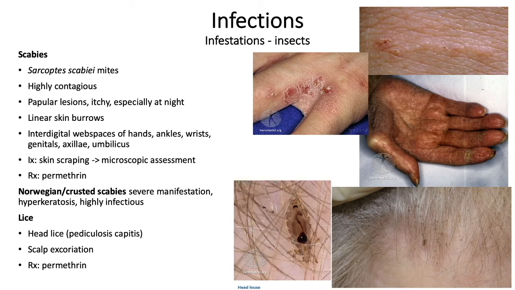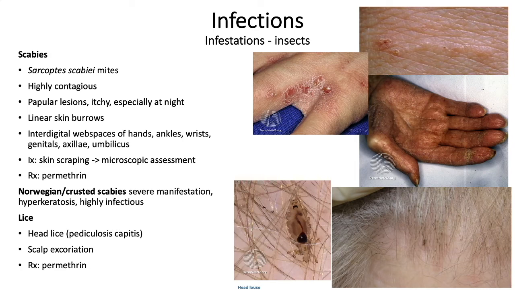It's only effective if the whole body is treated, also if other affected family members are treated, and if all bedding and clothing is washed. The central right image shows Norwegian or crusted scabies. This results when there are many more mites, and it's caused by severe infestation. The result is psoriasis-like hyperkeratosis, and you can see that on the index finger, particularly of this patient. It tends to happen in immunosuppressed or debilitated patients that aren't able to scratch the mites out of their skin.